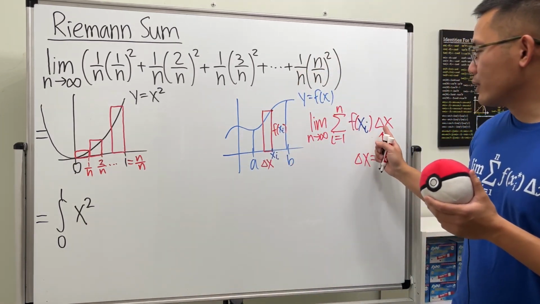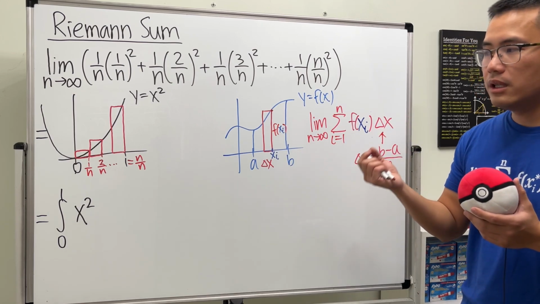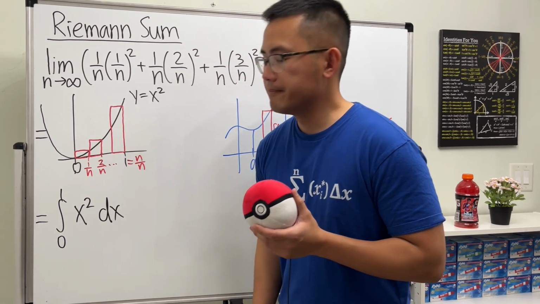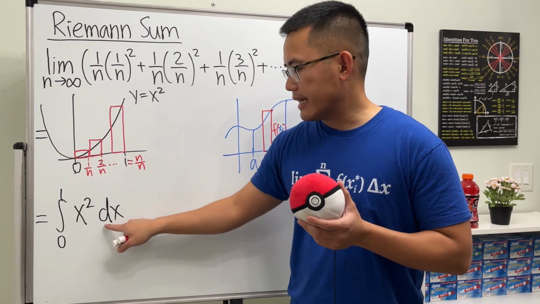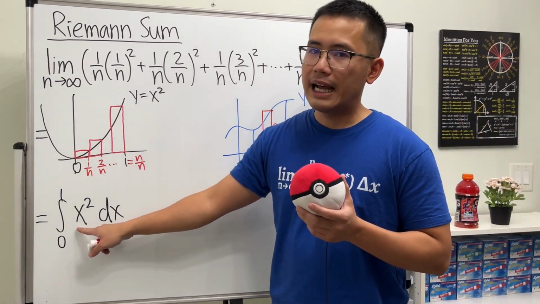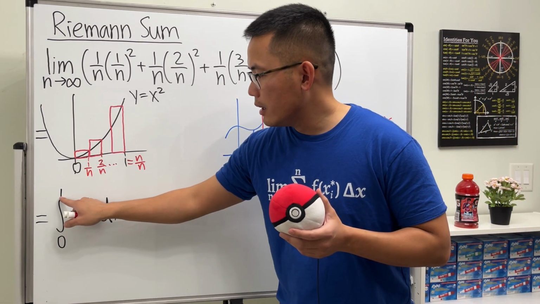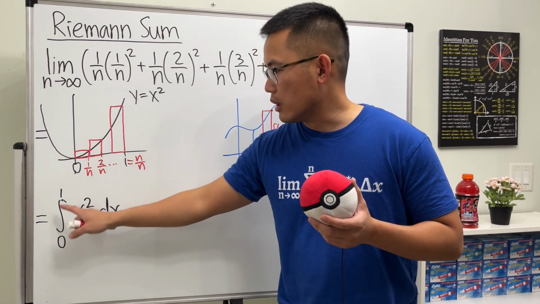And then, of course, you see that earlier we used delta x for the width of the rectangle. Right now, we are going to be using dx. So this notation has a meaning. This is like the width of each rectangle, and this is like the height of each rectangle. And then the integral sign means that we are going to add up all the rectangles from 0 to 1.